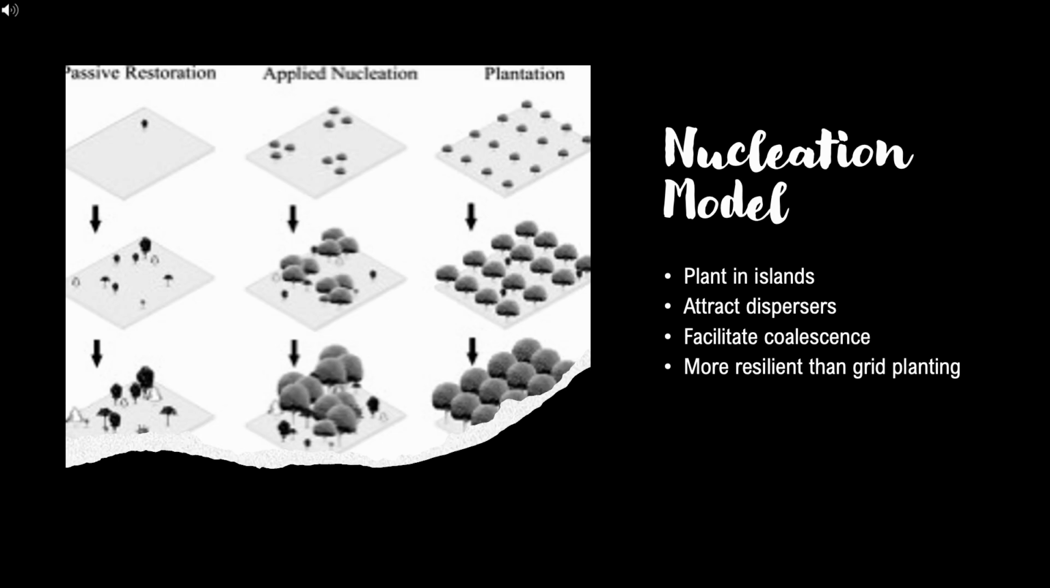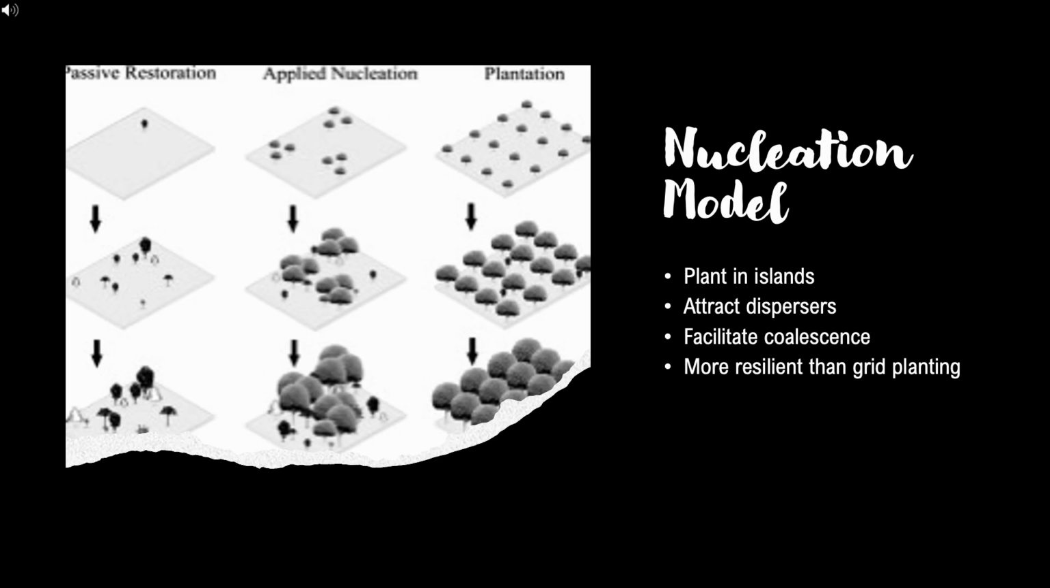One of the most elegant and practically effective approaches to tropical restoration is something called the nucleation model. And I want to describe it because it's a great example of ecological thinking directly informing design strategy. The traditional approach to revegetation is grid planting. You plant species evenly across a site in regular rows or a grid pattern. It's organized, it's easy to manage, it looks planned, but ecologically it's actually not very efficient or resilient.